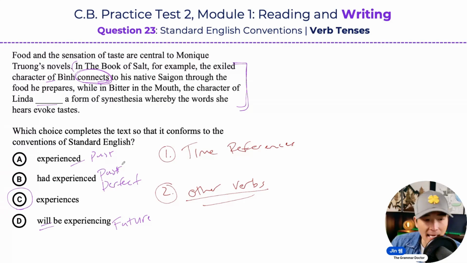Now, students will ask me, is there a best way to look for the context clue? Well, I do it in this order. I look for time references first, and then I look for other verbs. That's the order. Sometimes if I have the time reference, I don't have to consider the other verb. I want to check the sentence that the underlined verb is a part of first. And if there are no time references or other verbs in that sentence, then I can look at surrounding sentences, the sentence before or the sentence after, depending on which one I think is the most relevant, the most fitting. And that'll be it, you guys.